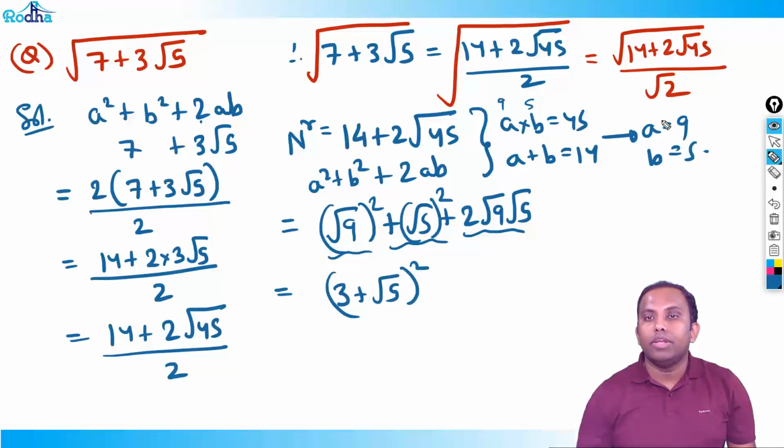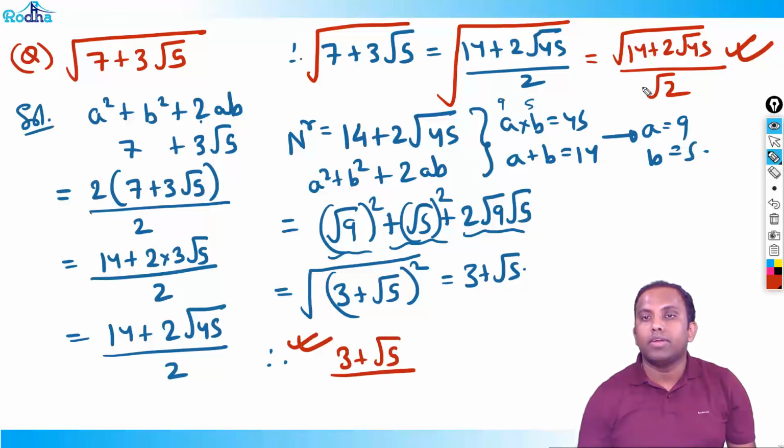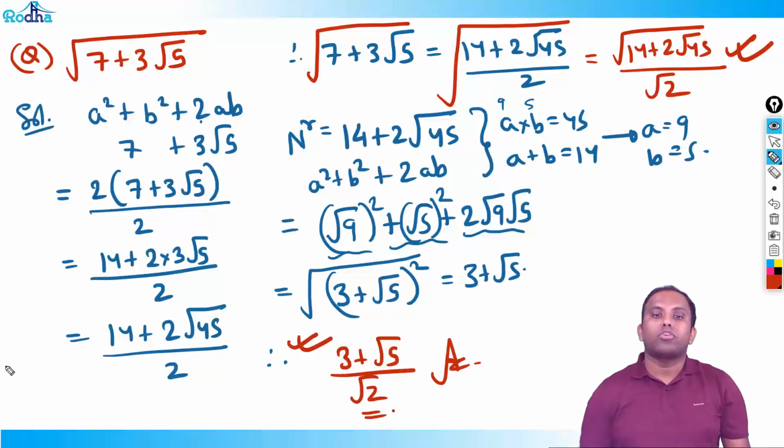And we need the square root of this, right? What is the square root of this? It is 3 plus root 5 only. Then what is the answer? Substituting the values here, root over 14 plus 2 root 45 is 3 plus root 5. So 3 plus root 5 divided by root 2. This is the answer for this question, right?